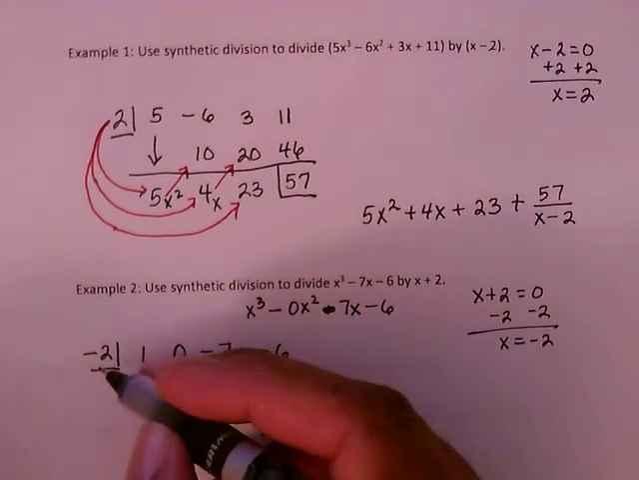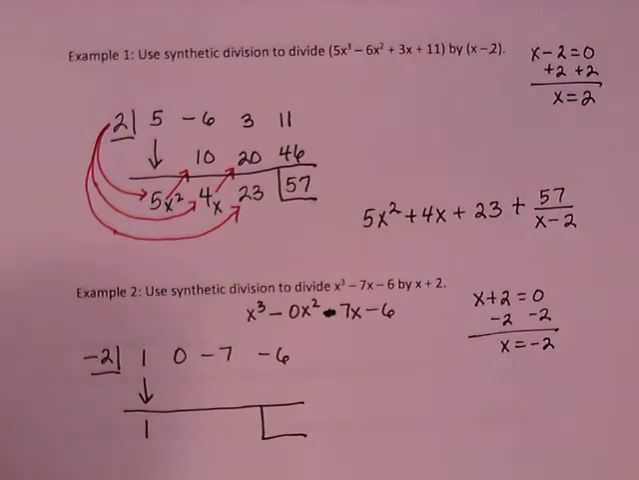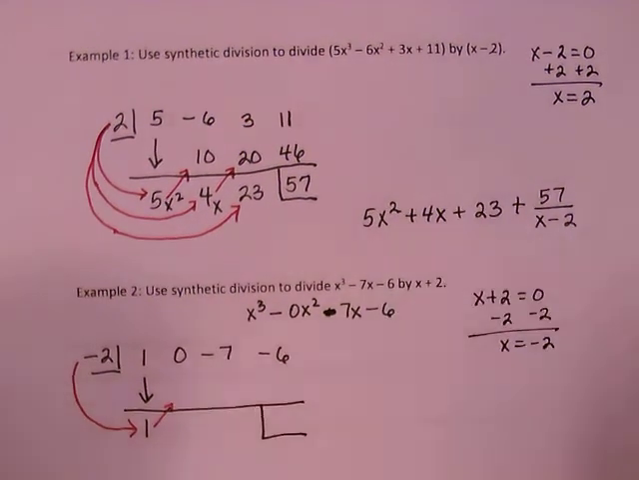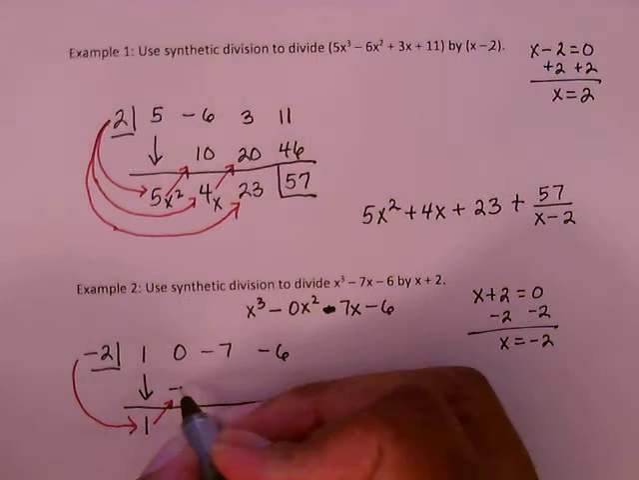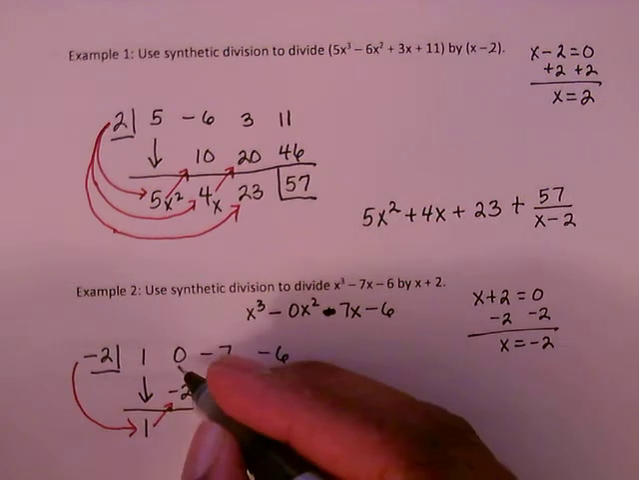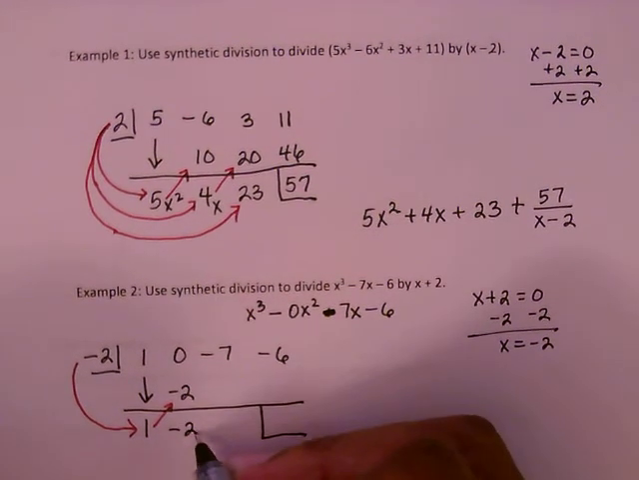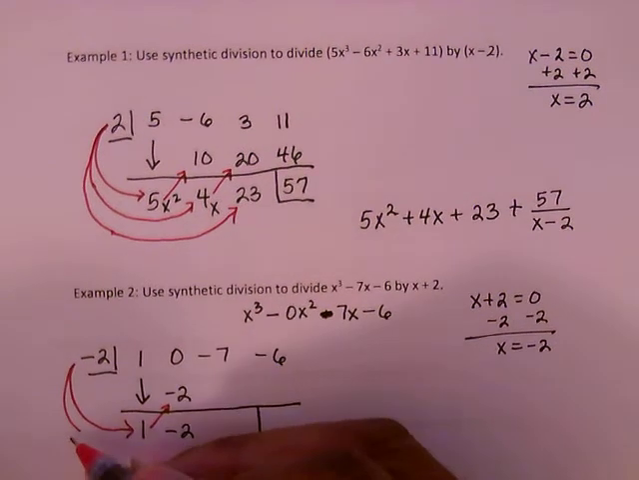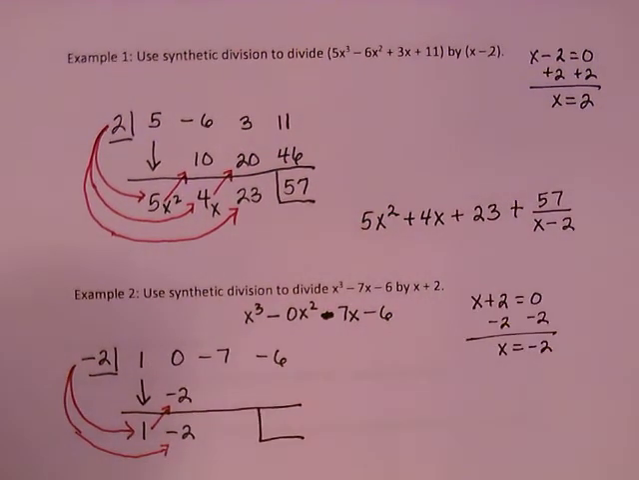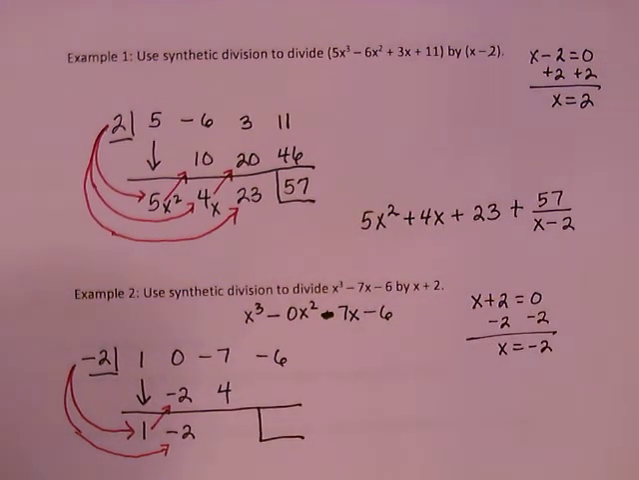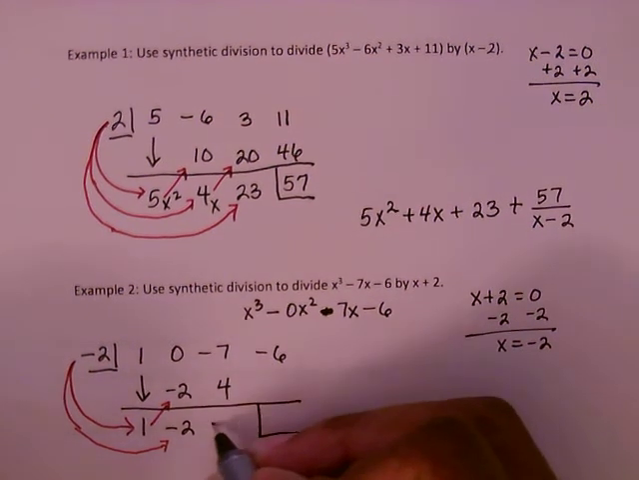So now if I multiply the negative 2, which is my divisor, times the number in the bottom row, that's the 1, negative 2 times 1, that will be negative 2. Now that negative 2 has to go underneath the 0. So here if I add 0 and negative 2, I'm going to get negative 2. And then repeat this until all the columns are filled. That negative 2 times this negative 2 would be a positive 4. And then add negative 7 and 4 together, you'll get negative 3.